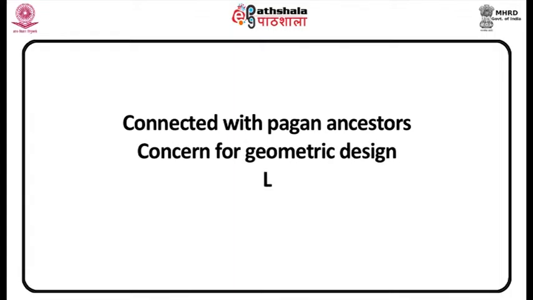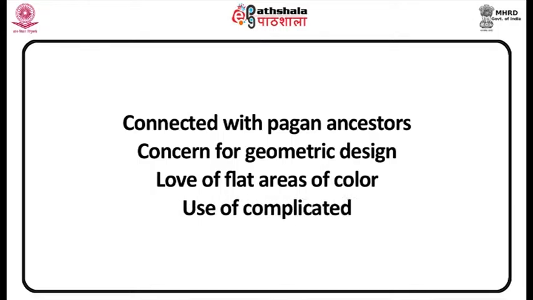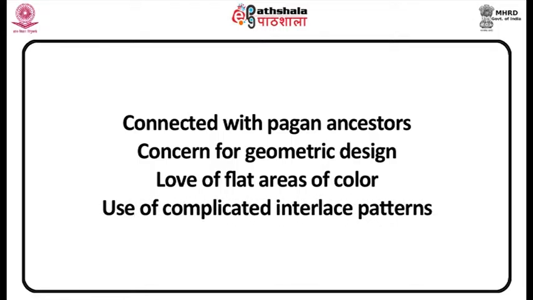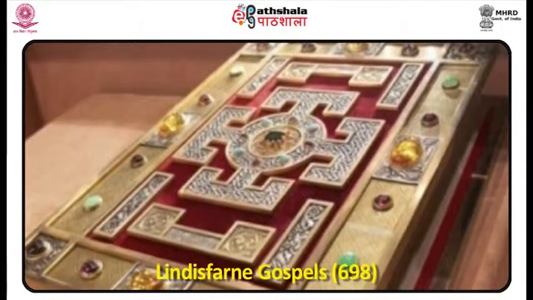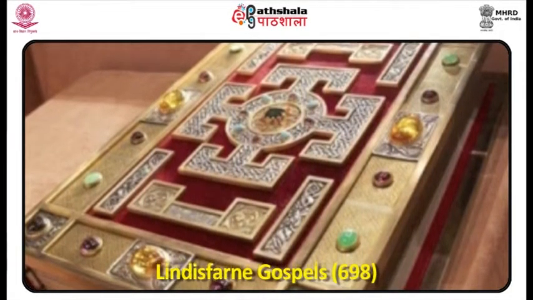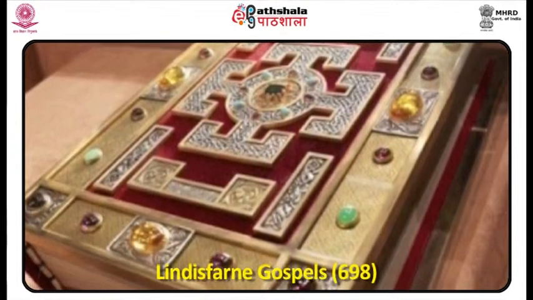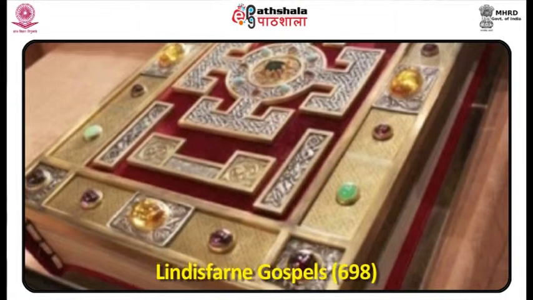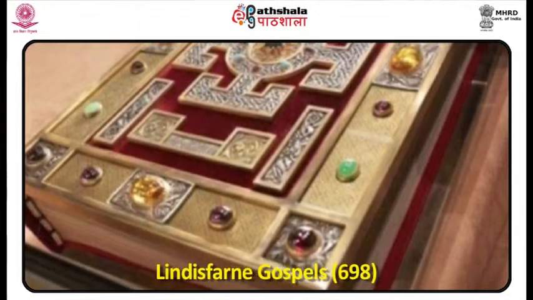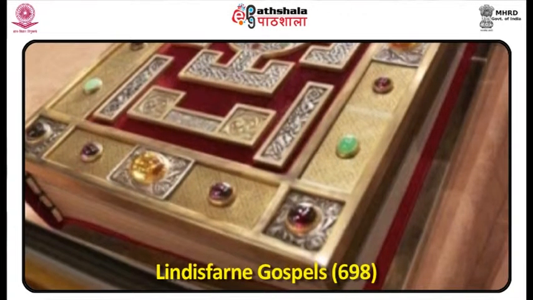Concern for geometric design rather than naturalistic representation, love of flat areas of color, and the use of complicated interlaced patterns. All these elements can be found in the great manuscripts produced by the Hiberno-Saxon school: Lindisfarne Gospels, 698, the Book of Durrow, second half of the 7th century, and the Book of Kells, circa 800.